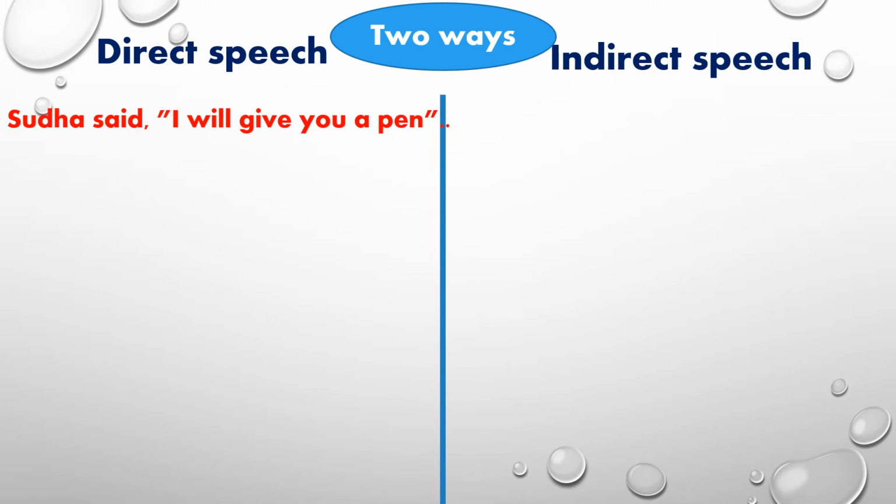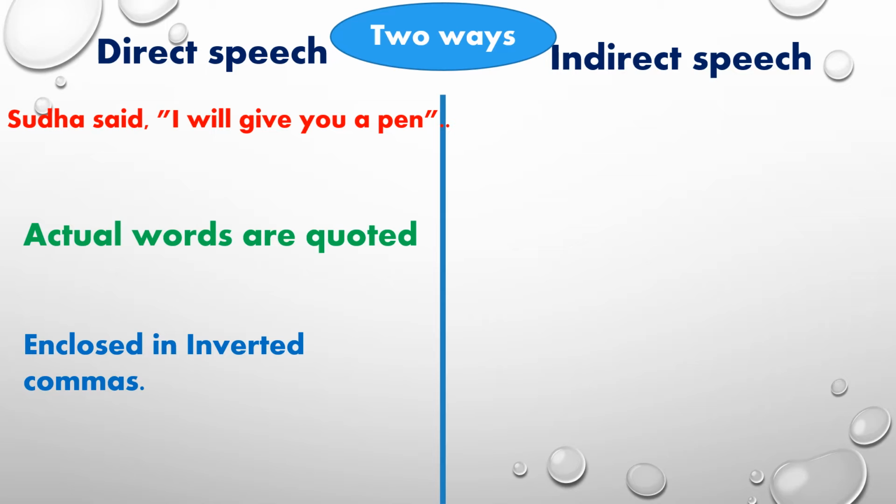Direct speech, for example, Sudha said, "I will give you a pen." In direct speech, the original words of the person are narrated. That means no change is made and the words are enclosed in quotation marks. In the sentence, the actual words are quoted and enclosed in inverted commas.